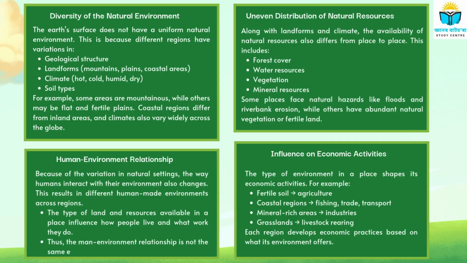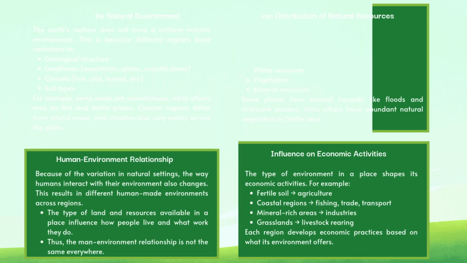Because of these differences, the way humans interact with nature also changes. What kind of land and resources are available affects how people live and what work they do. For example, fertile soil leads to farming. Coastal areas support fishing and trade. Minerals give rise to industries, and grasslands are ideal for livestock rearing. In this way, each region develops unique economic activities based on its environment.